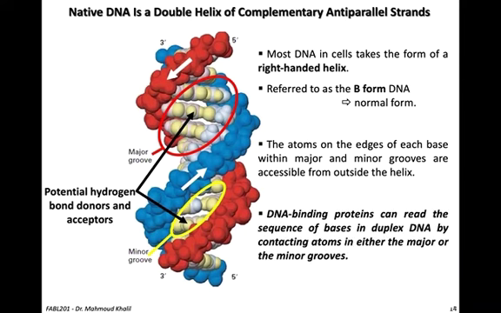So this DNA binding protein can read the sequence of bases in duplex DNA by contacting atoms through the major groove or the minor groove. These are the windows of interaction between any DNA binding protein and the DNA.